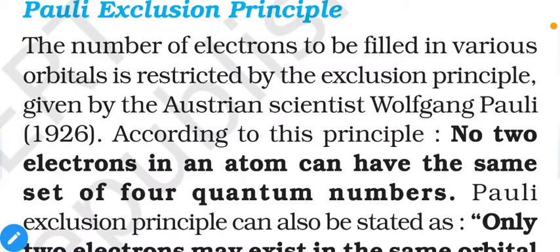Next one is Pauli's exclusion principle. The number of electrons to be filled in various orbitals is restricted by the exclusion principle given by the Austrian scientist Wolfgang Pauli. According to this principle, no two electrons in an atom can have the same set of four quantum numbers. We already discussed this.